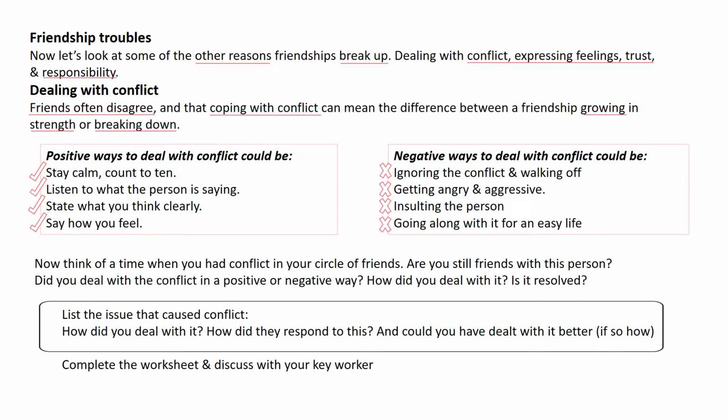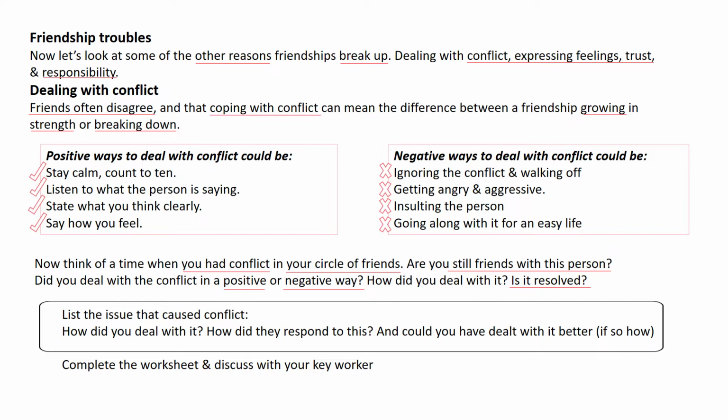Now, think of a time when you had conflict in your circle of friends. Are you still friends with this person? Did you deal with the conflict in a positive or negative way? How did you deal with it? And is it resolved?